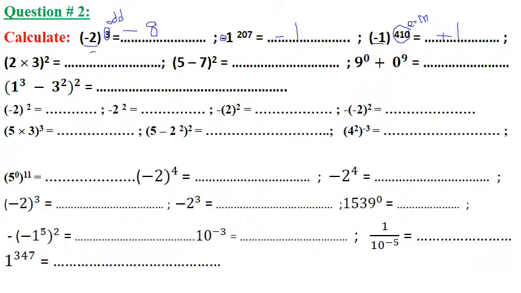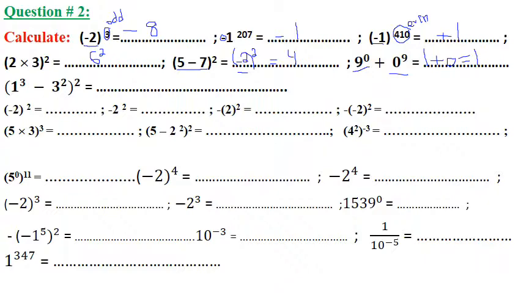2 times 3 is 6 to the exponent 2. Here 5 minus 7, so my answer will be negative 2, all of it squared. Also here we have a negative base to the power even, my answer would be positive, and 2 squared is 4. 9 to the power 0, any number to the power 0 gives me 1, and 0 to the power 9, any 0 to any exponent gives me 0, so 1 plus 0, my answer will be 1.